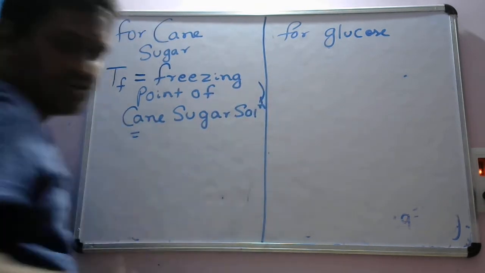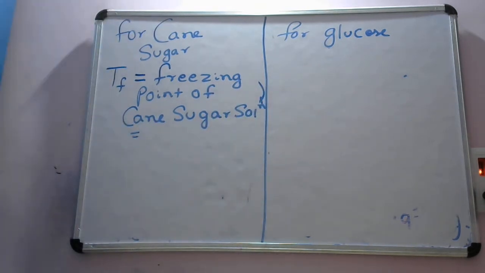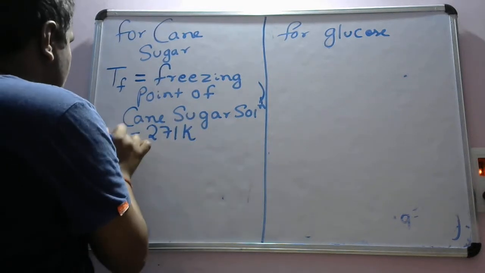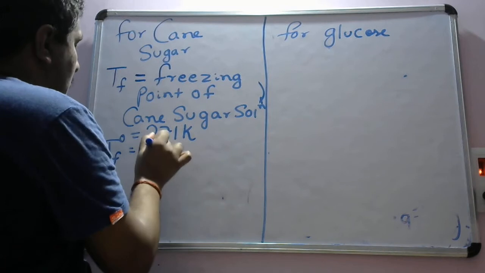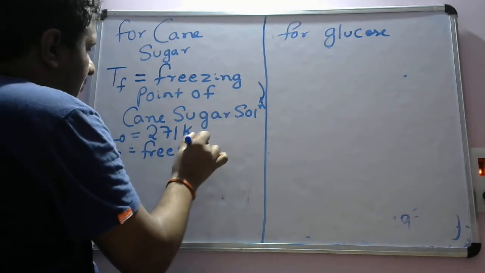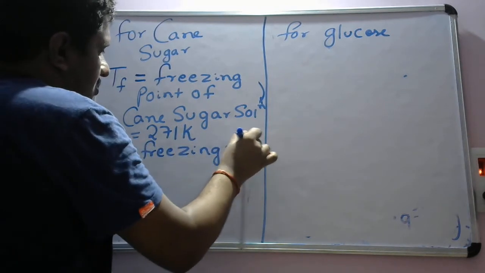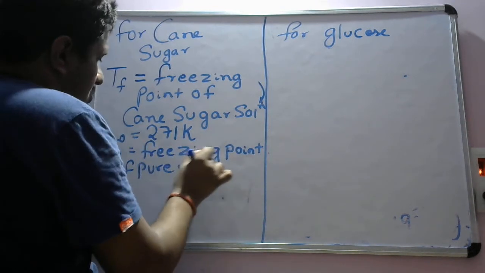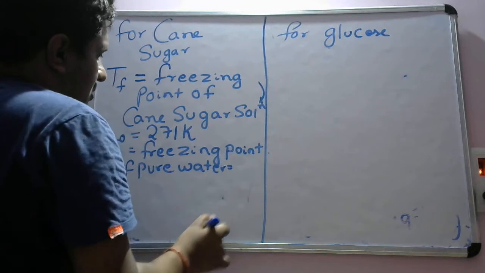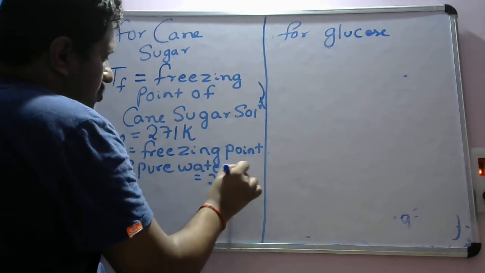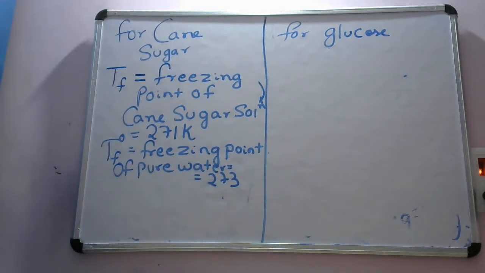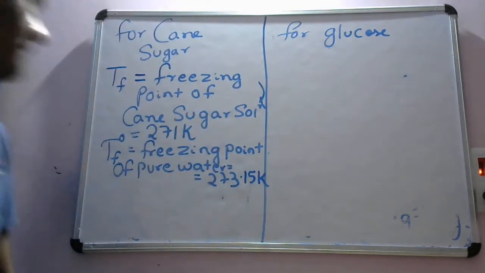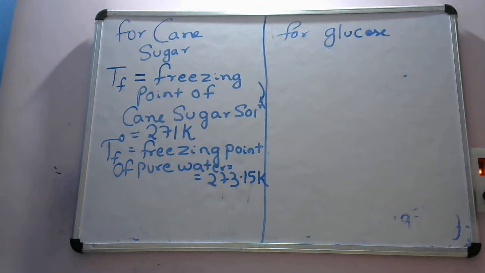Is mentioned to be 271 Kelvin, and Tf naught, the freezing point of pure water or pure solvent, is given to be 273.15 Kelvin. Okay, this is the data we have.